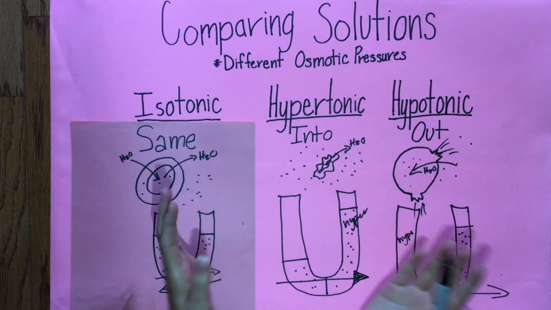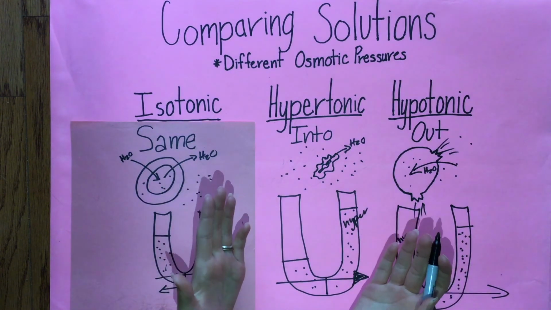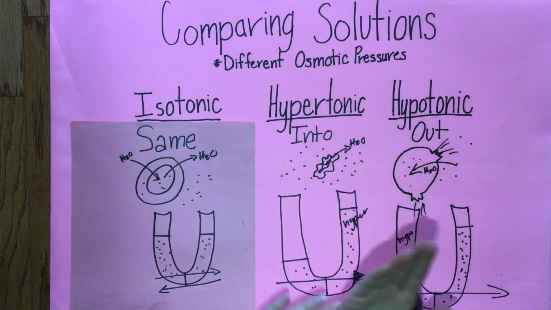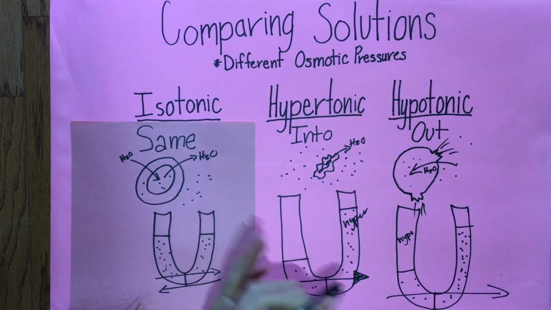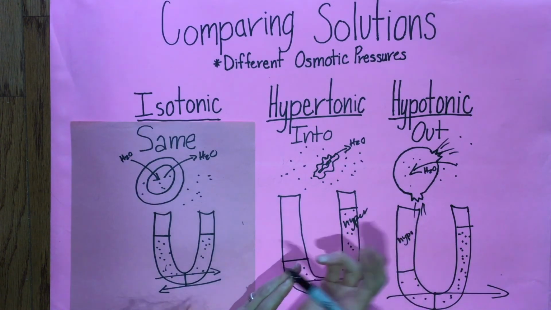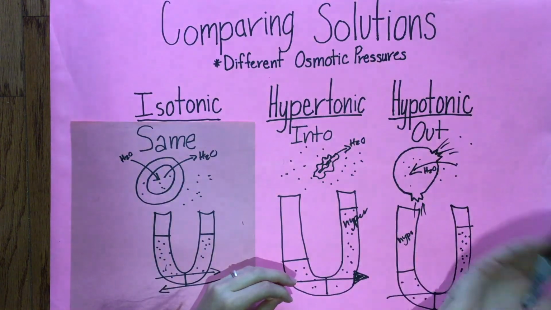So these are all just different ways to compare solutions. You're usually just comparing two solutions. In isotonic, they're the same. In hypertonic, water is flowing out of one solution and into your hypertonic solution. And in hypotonic, it's flowing out of the hypotonic solution and into your other solution.